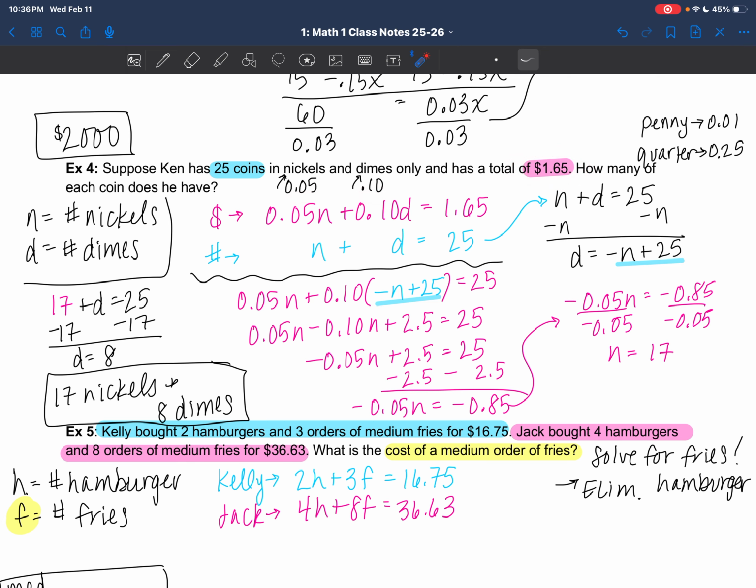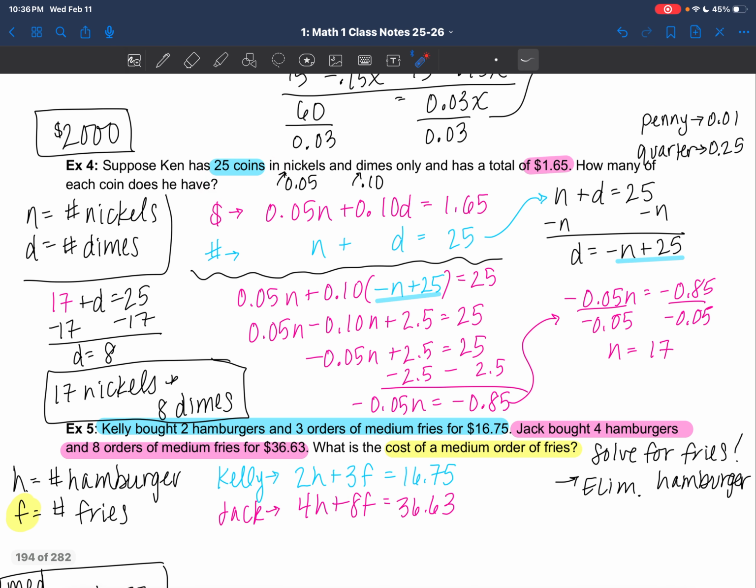Now, I know I have 25 coins. Kids know something needs to equal 25, but they always forget this step because the coins are made up of nickels and dimes. So you want to go ahead and add your nickels and dimes together, because this is how many coins they have. Now, what I did is, again, you could do elimination with this one. You could do substitution. I did substitution on this one.